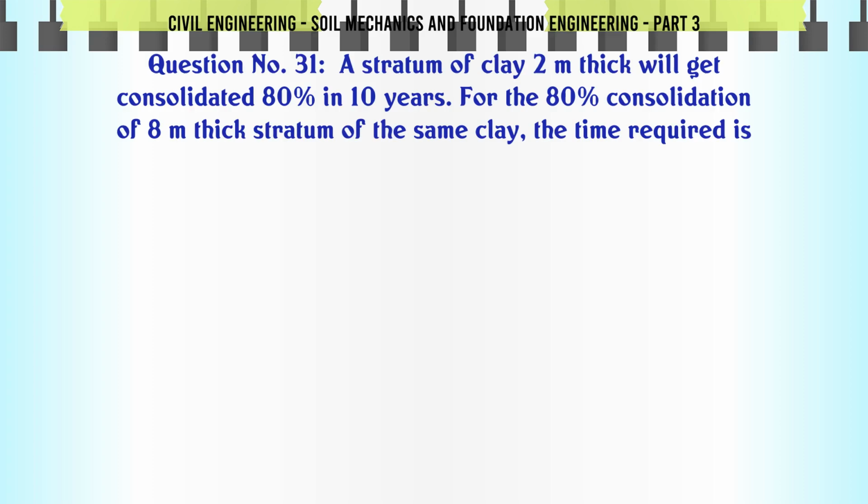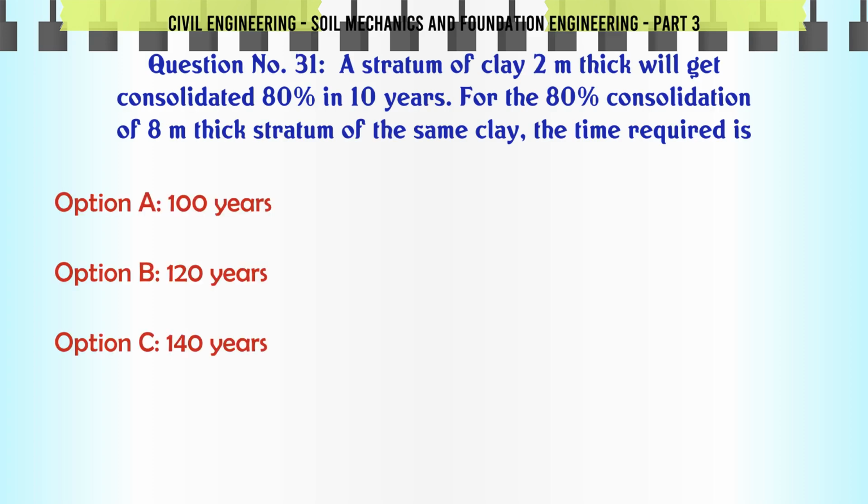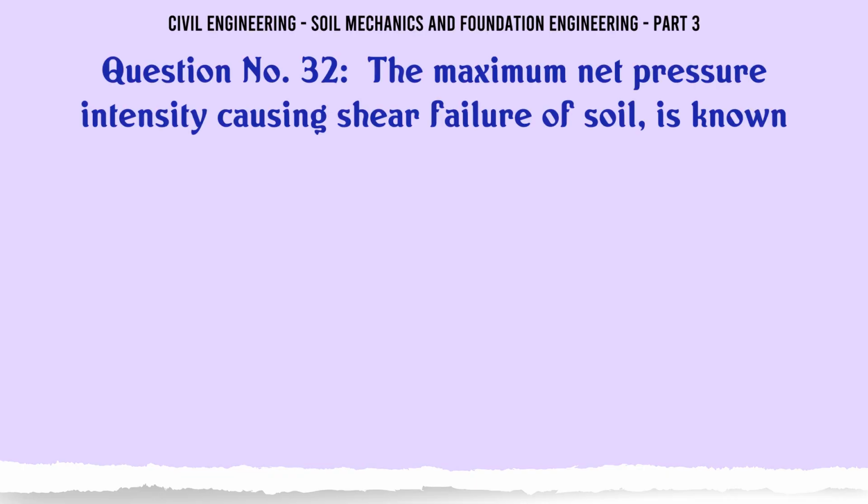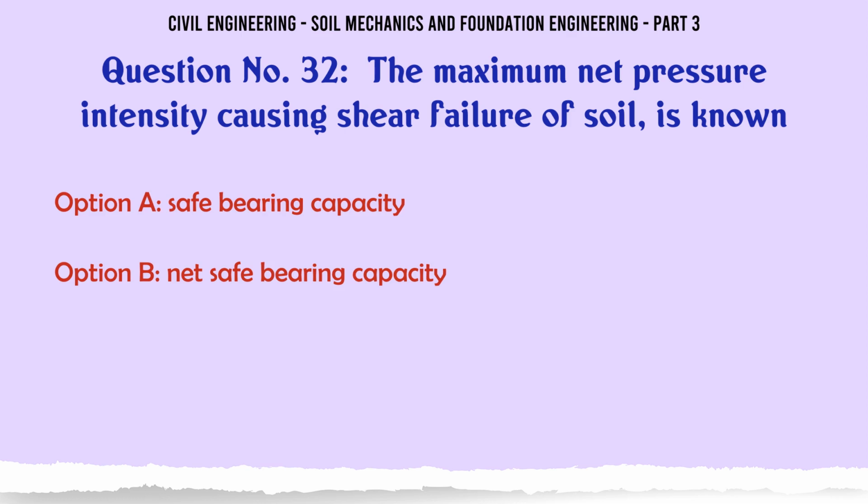A stratum of clay 2 m thick will get consolidated 80% in 10 years. For the 80% consolidation of an 8 m thick stratum of the same clay, the time required is: A. 100 years, B. 120 years, C. 140 years, D. 160 years. The correct answer is 160 years.